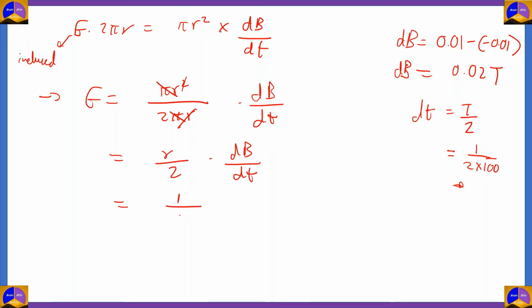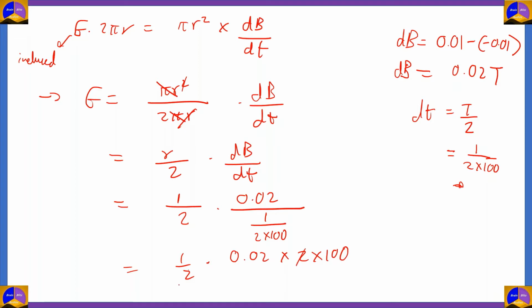divided by 2 times the value of dB, which is 0.02, divided by the value of dt, which is 1 by 2 into 100. So that means it becomes 1 by 2 times 0.02 into 2 into 100. The 2's get cancelled. 0.02 times 100 is equal to 2 volts. So the right answer is 2 volts.